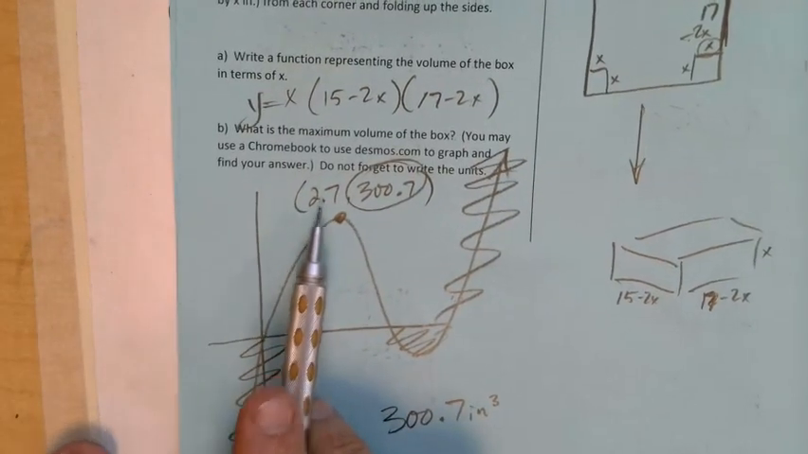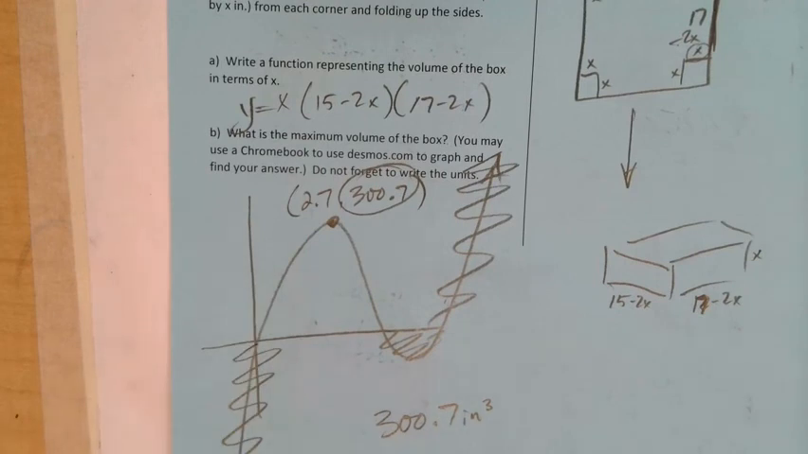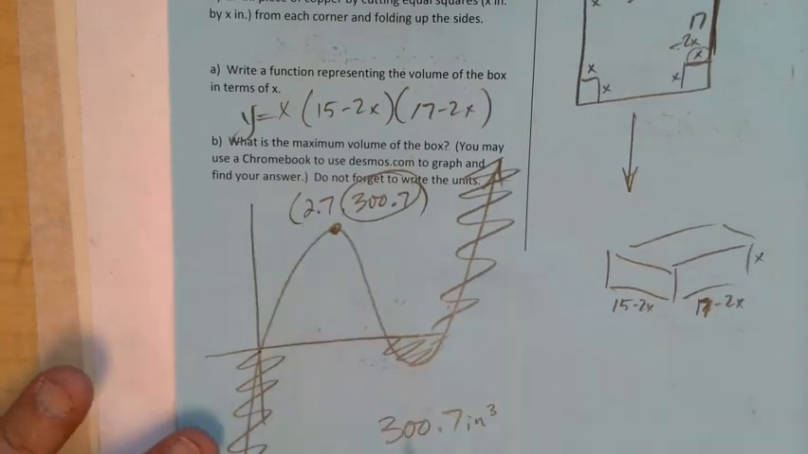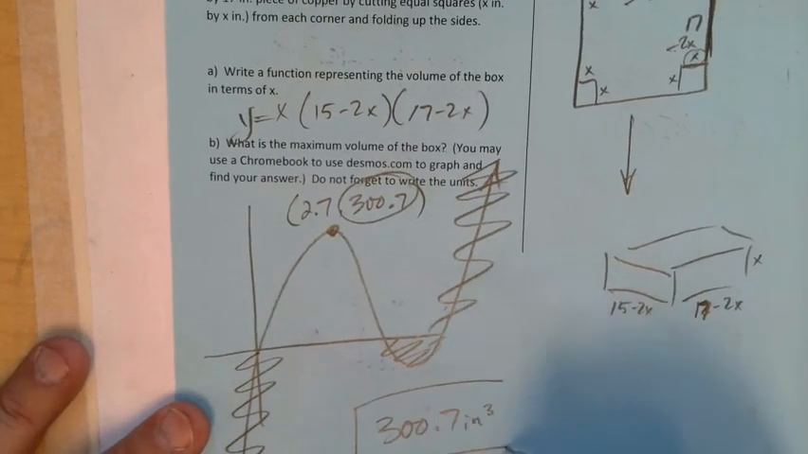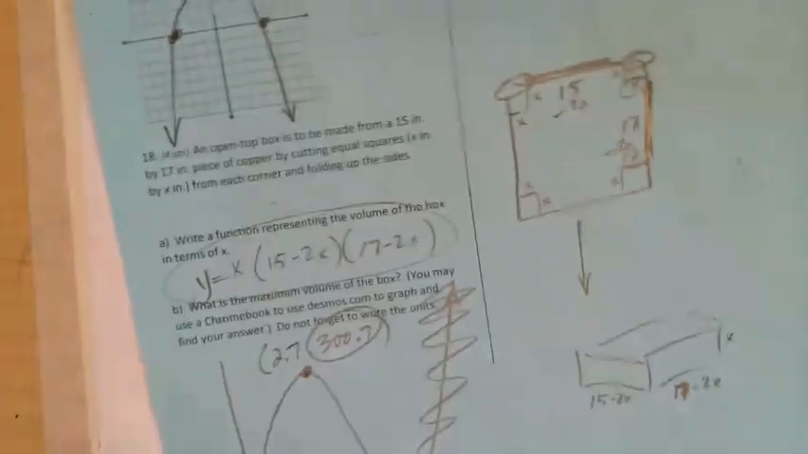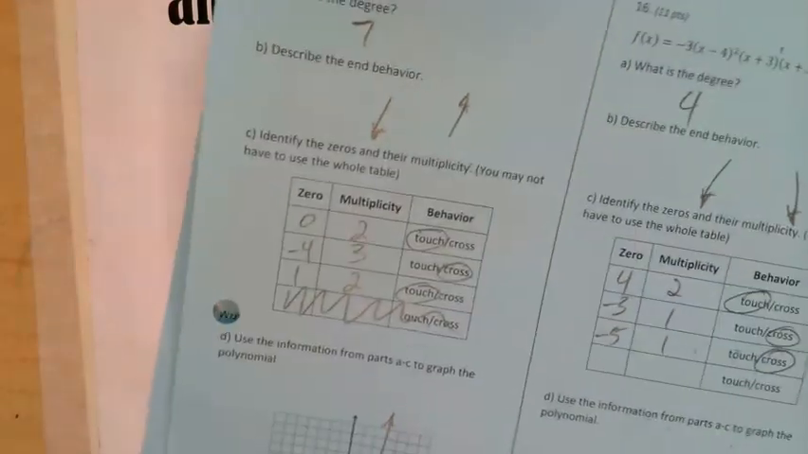This is the size of the square that gets cut out. Okay? That's the maximum volume. So here is my answer. I'll just make sure I circle all my answers there. And it's going to be good.